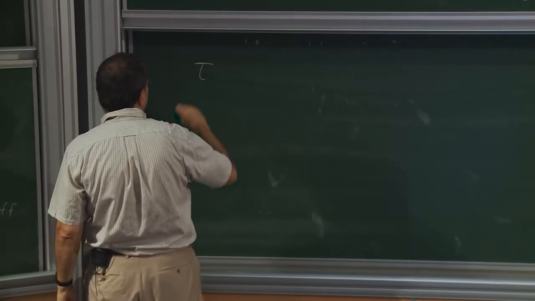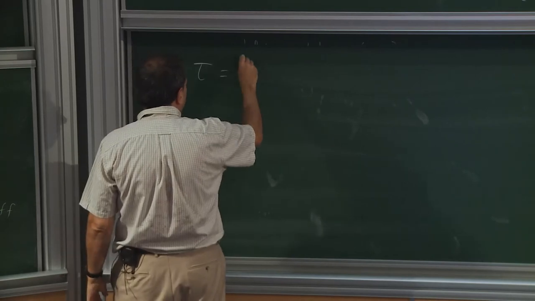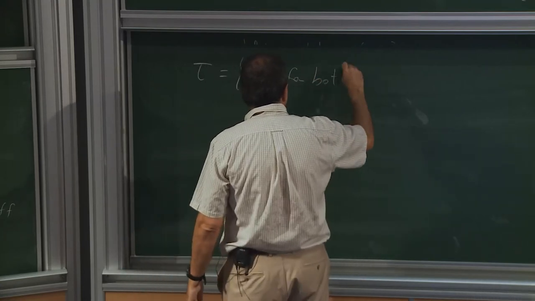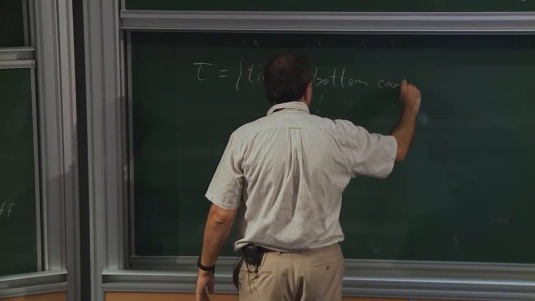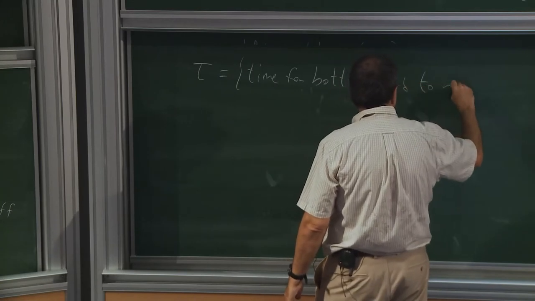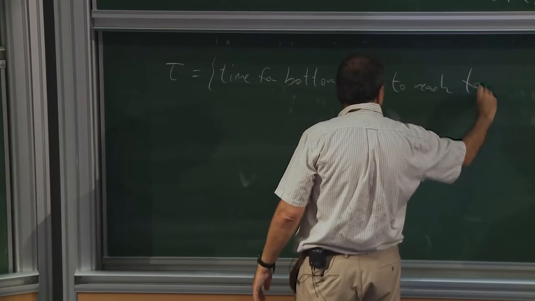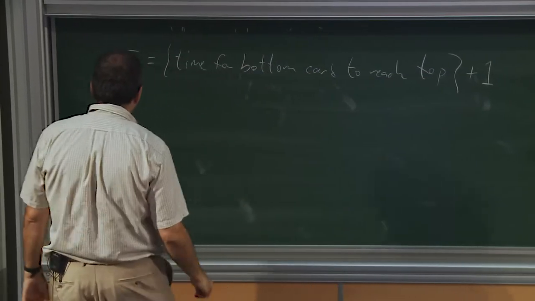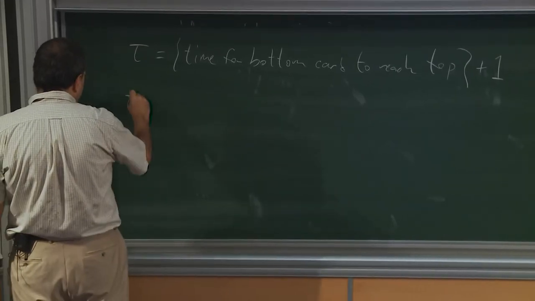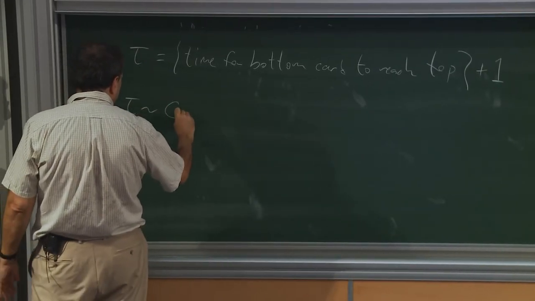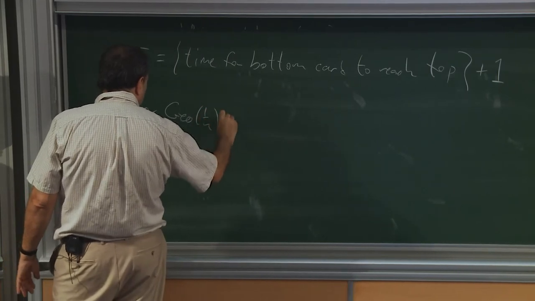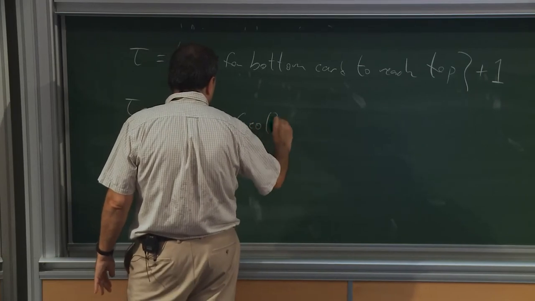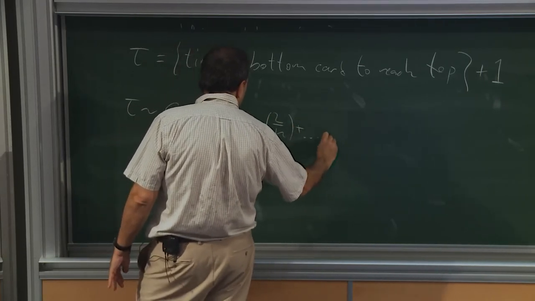So tau, this stopping time, is the time for the bottom card to reach the top, plus one, because after that I want to make one more move. So this is the definition of tau. And tau has a distribution which is a first geometric with parameter 1 over n, plus, once it's at height 2, geometric with parameter 2 over n, and so on.